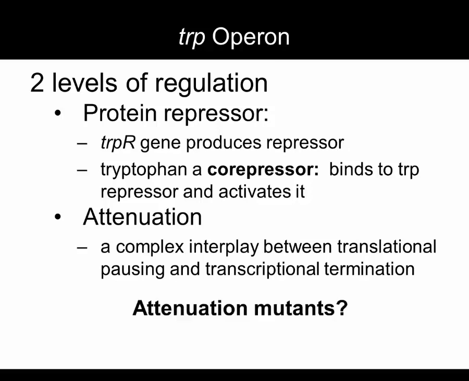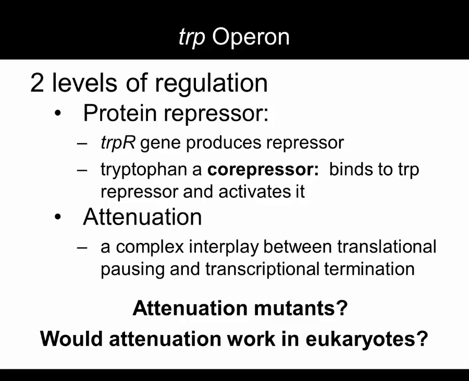Think about what sorts of mutations you could get that would affect attenuation. Would they act in cis or in trans? Also, do you expect to see attenuation in eukaryotes as well, or just in prokaryotes? We'll discuss this all in class.